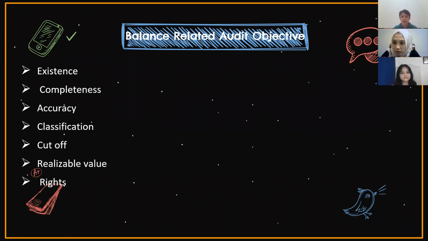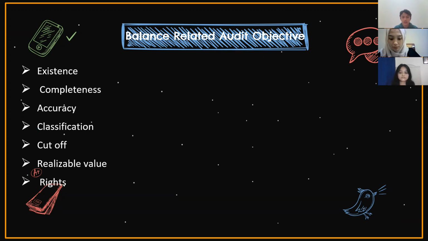The last is about balance-related audit objectives. There are seven balance-related audit objectives. First one is existence, meaning inventory as recorded on the balance sheet exists. Second, completeness, meaning existing inventory is counted or tagged. Third one, accuracy, inventory is counted accurately. The fourth one is classification, meaning inventory is classified correctly on the balance sheet.